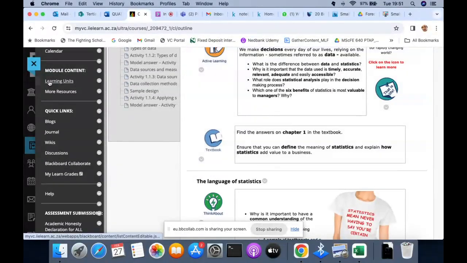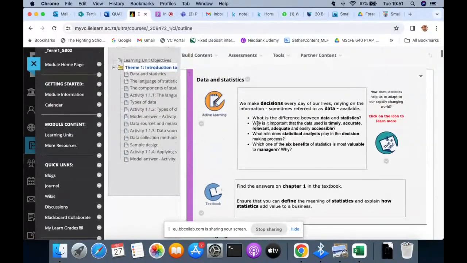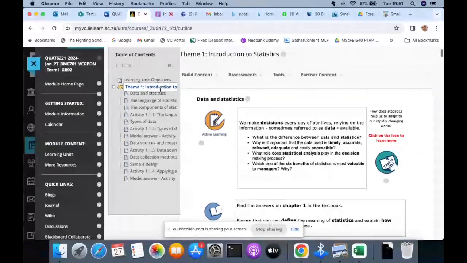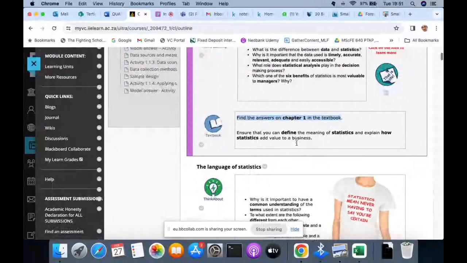In here, under learning units in module content, it will tell you what chapters in your textbook are relevant for that specific learning unit. I just want to point this out and make sure you understand this. Your learning unit numbers do not correspond with the textbook chapters. Just because it's learning unit 2, for instance, doesn't mean it corresponds to chapter 2 of the textbook. It doesn't always work like that. If you're confused which chapter is linked to it, go to where I'm showing you under your learning units. For instance, I clicked on learning unit 1. It tells you here, refer to chapter 1 in your textbook.